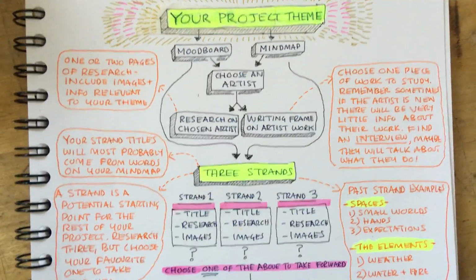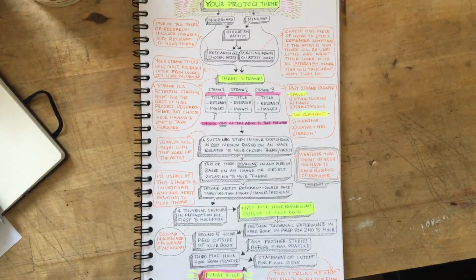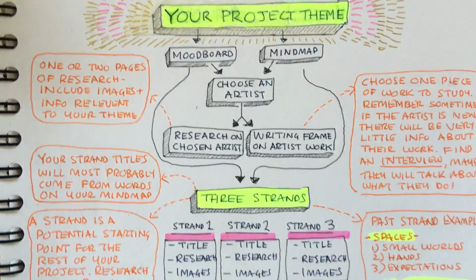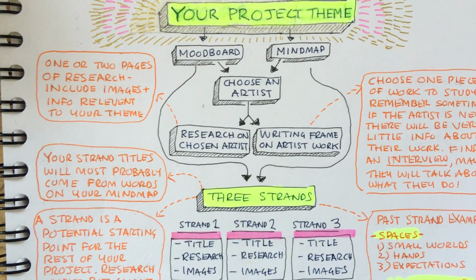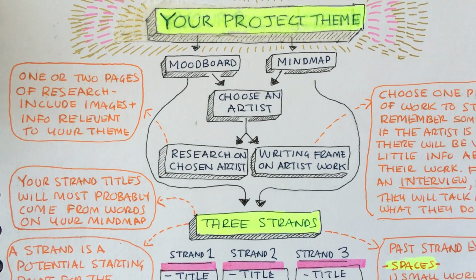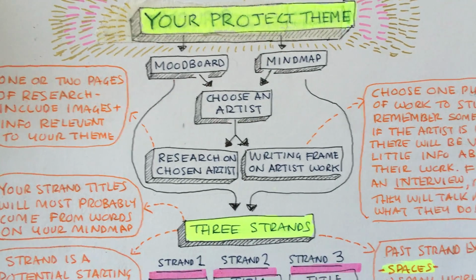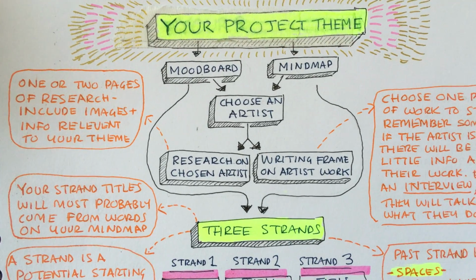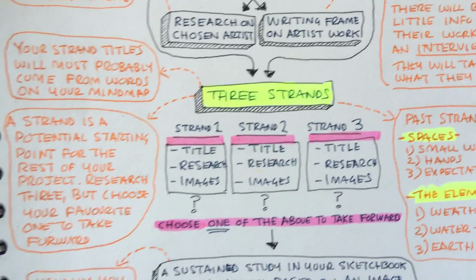What you're looking at currently is something I've done just to kind of keep myself occupied a little bit. This is a breakdown of where you should be now. So you've chosen your project, you've done a mood board, you've done a mind map, you've chosen an artist, you hopefully have researched that artist and done a writing frame on that artist. So I'm ignoring the Frida Kahlo stuff at the moment. That should all be done. And now you're on three strands.